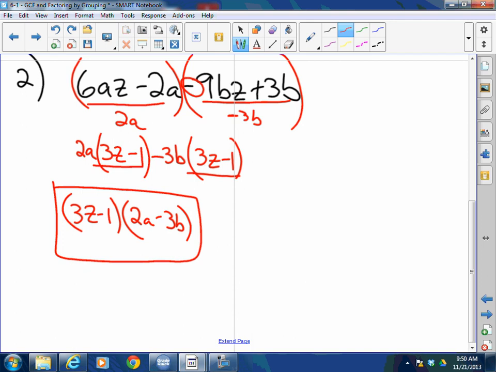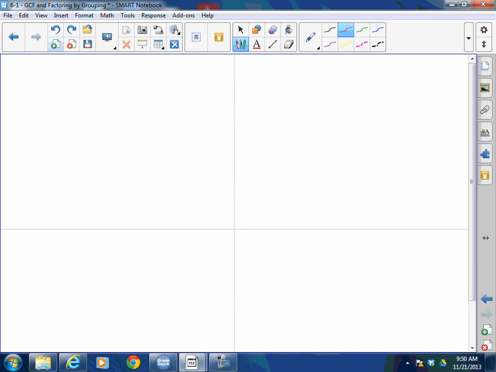All right, let's try to get complicated here. Let's see if I can do this. So yeah, it doesn't really get too much more complicated. How about this one? Let's try mn plus 2m minus 3n minus 6.